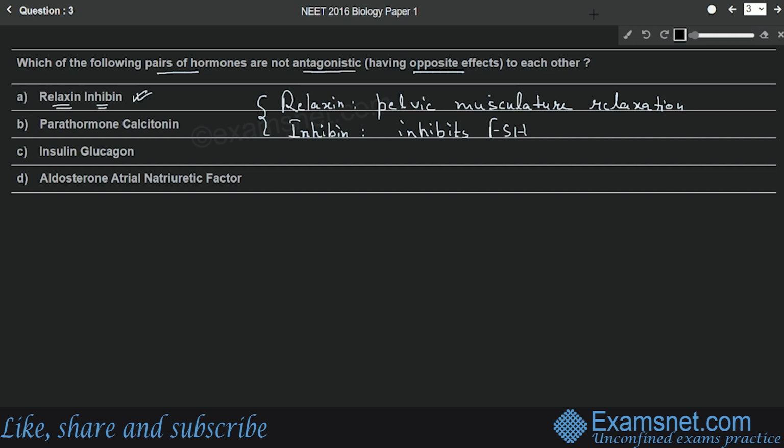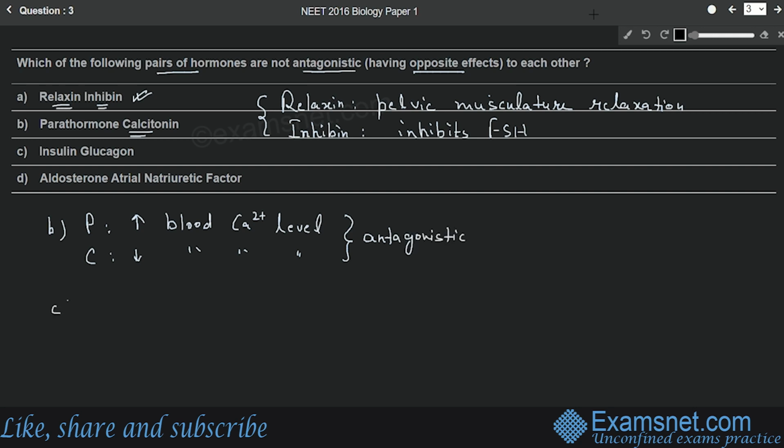In the second option, we have parathormone and calcitonin. So what does parathormone do? It increases the blood calcium level. And what does calcitonin do? It decreases the blood calcium level. So we can see that these are having opposite effects. That means these are antagonistic to each other.